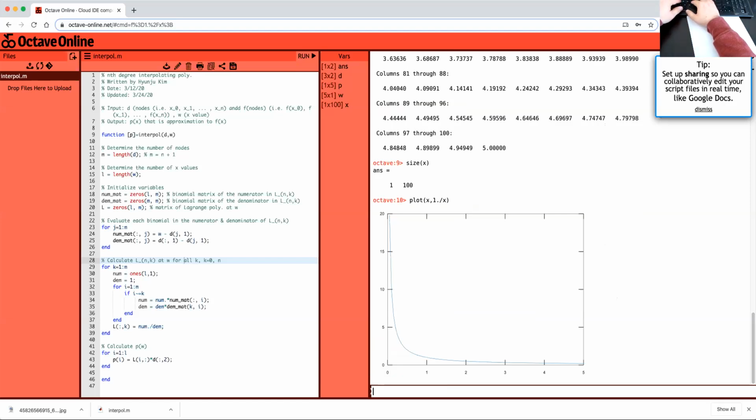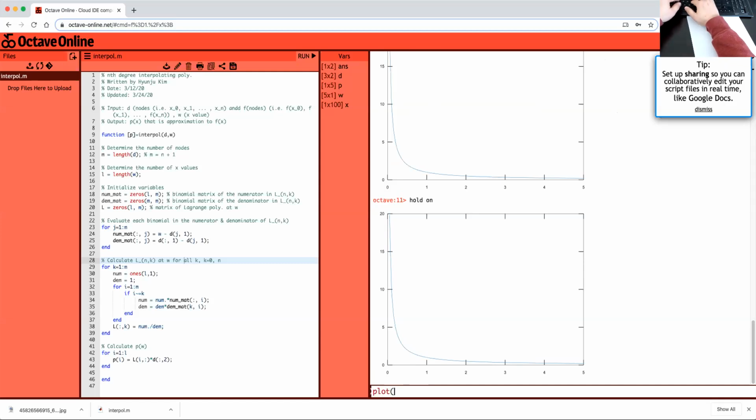And I want to just add the comparison. This is the graph of the exact solution, 1 over f of x, 1 over x. I want to compare this one with our approximate polynomial. Okay, then we just hold on and then plot x, comma, and then interpol, d comma x prime, because x is a row vector. When you enter x into the function interpol, we have to transpose.